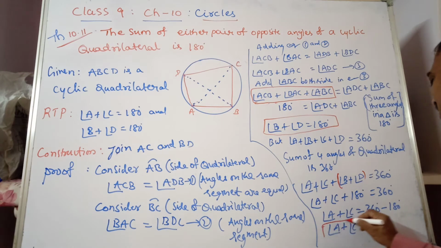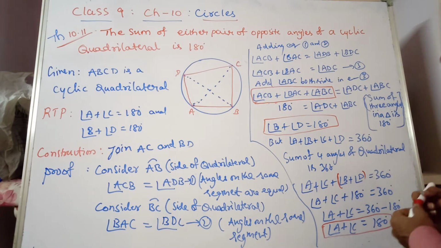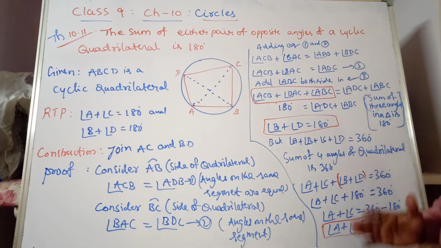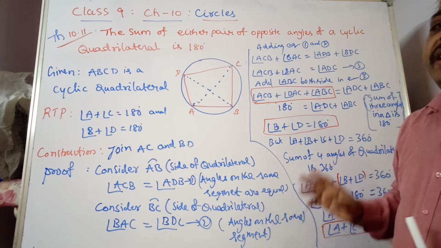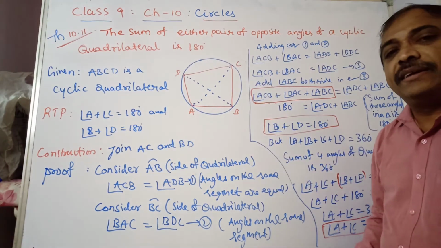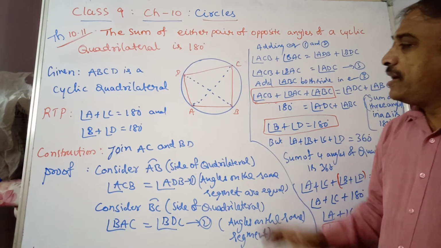So angle A plus angle C is equal to 180 degrees. What does this mean? The sum of the opposite angles of a cyclic quadrilateral, either pair of opposite angles, is 180 degrees. Is it clear, students?